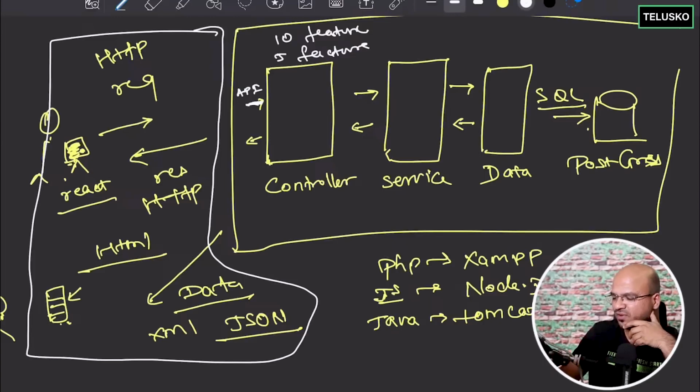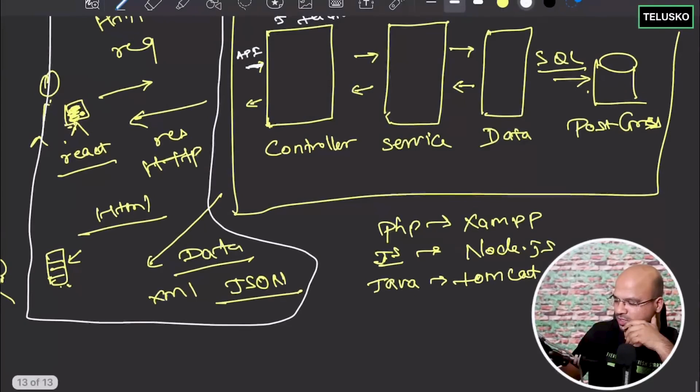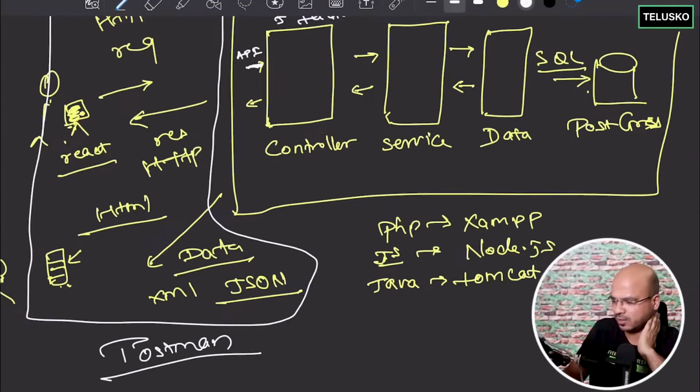Now the question is, if you don't have a front end, how will you expose this? So what we can do is, instead of using this front end here, we can use an API tool, a tool where you can send a request to the API. And one of the most famous API tools is Postman. There are multiple options, but Postman is very famous, so let's use it.